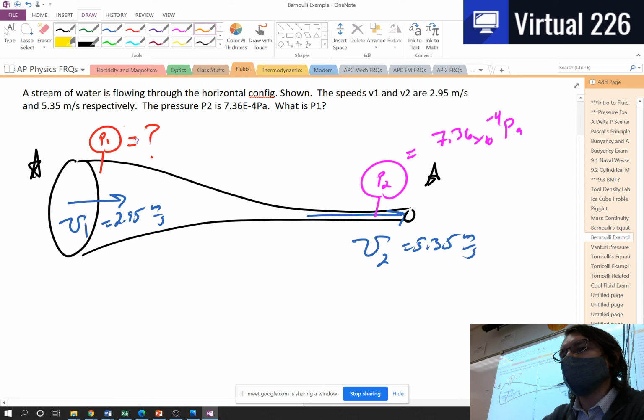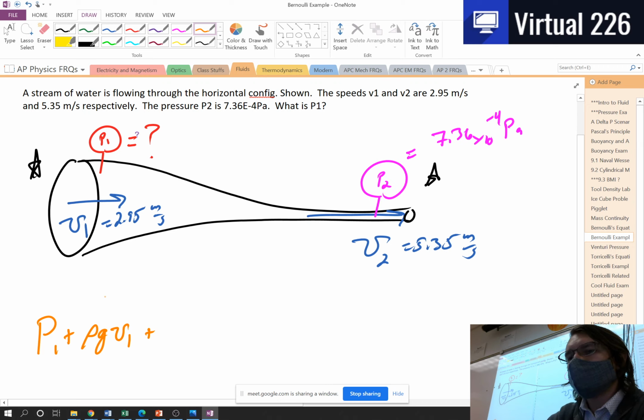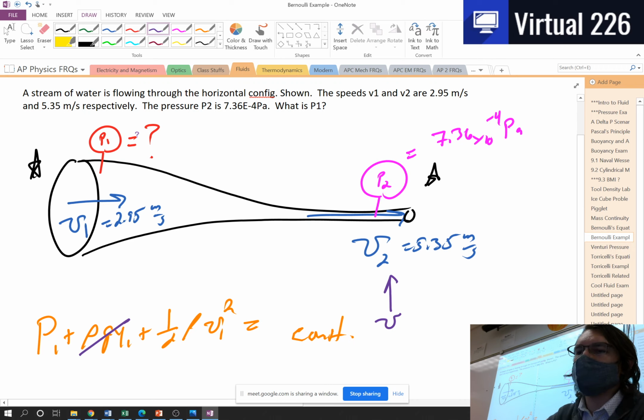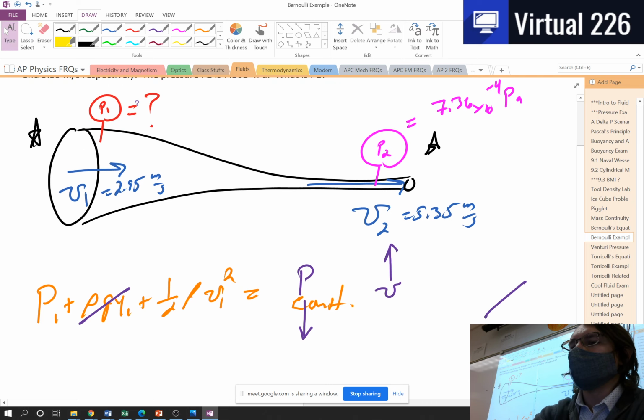He made the argument that this pressure here, P1, will actually be greater than P2. The argument he made was that P1 plus rho g y1 plus 1/2 rho V1 squared has to equal some constant, the same as the things on the other side. If the velocity went up, and the heights didn't do anything, then our pressure on this side would have to go down. So we know that P1 has to be greater than P2.